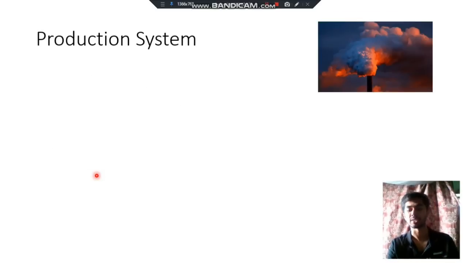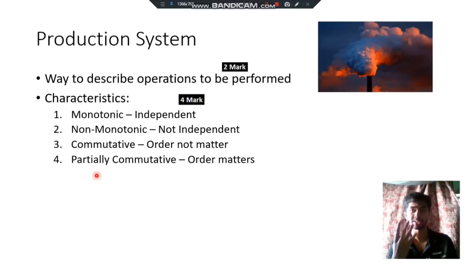Next, we have the production system. Production system mainly consists of four things: monotonic, non-monotonic, commutative, and partially commutative. It is independent, this is not independent, this order does not matter, here order matters. These kinds of characteristics are used to solve different kinds of problems. That is what is called production system.